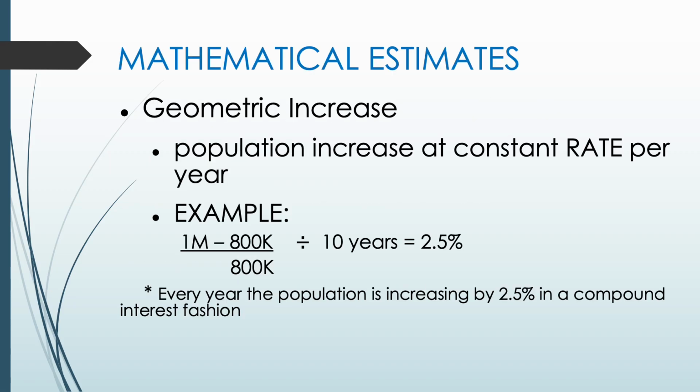Geometric increase is the population increase at constant rate per year. Given the same example, 1 million minus 800,000 over 800,000, divided by the year's interval, which is 10 years, would give us 2.5% rate increase. So every year, the population is increasing by 2.5% in a compound interest fashion, just like the interest rate in banks.